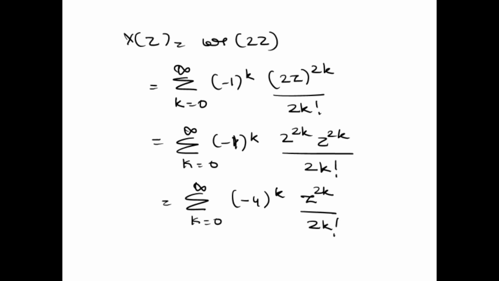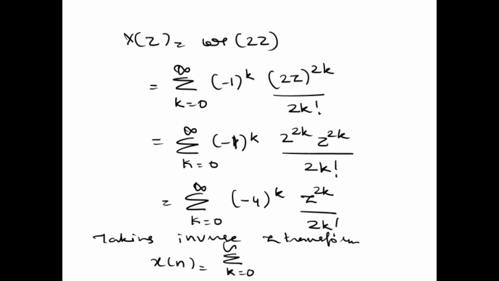and taking inverse z transform, we get x of n is equal to summation k is equal to 0 to infinity minus 4 to the power k divided by 2k factorial into delta of n plus 2k.